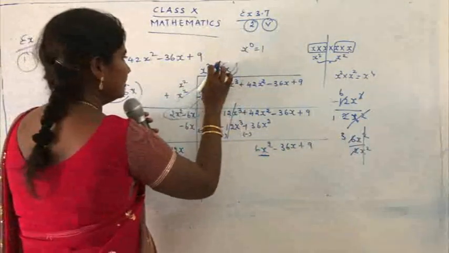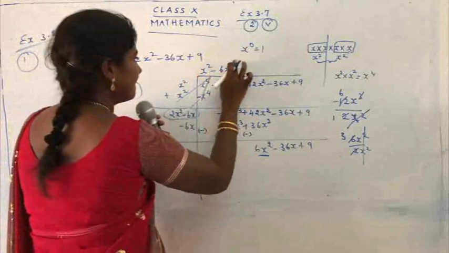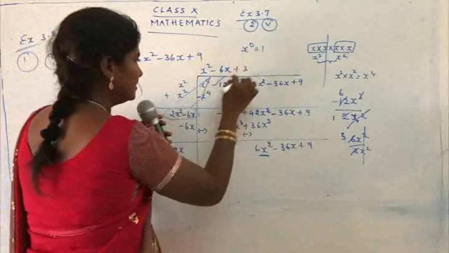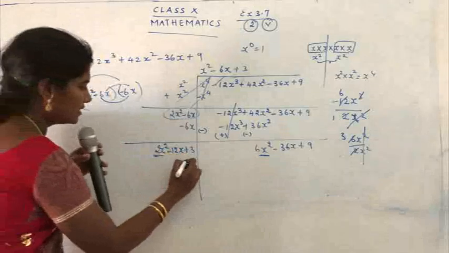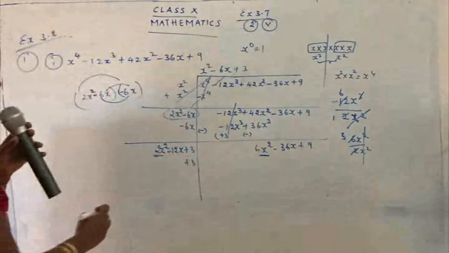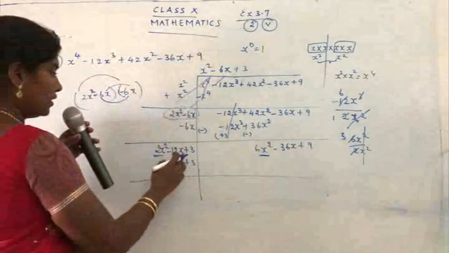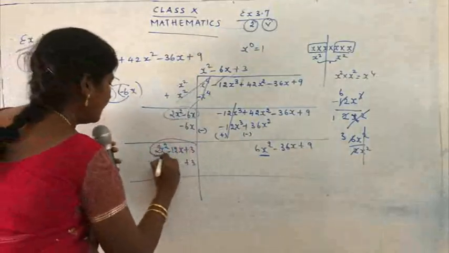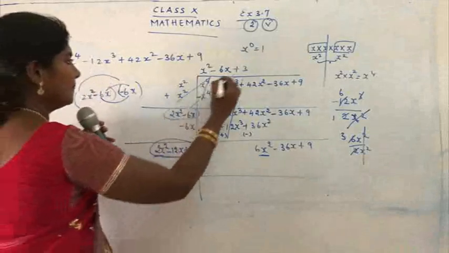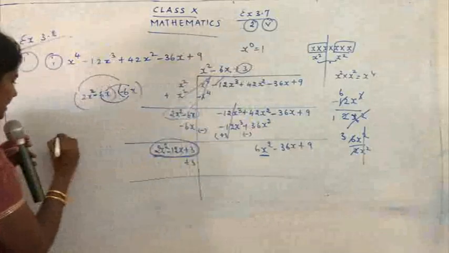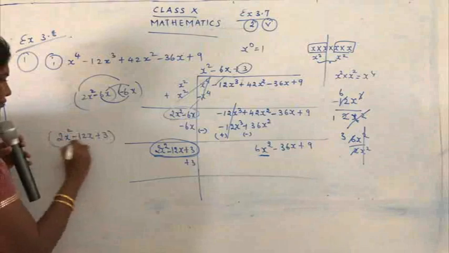Okay? X square. It is plus 3. Write this 3 here also. Plus 3. I can just mention here plus 3 also, no problem. Plus 3. Let's see here. So now what we have to do, we have to take this whole polynomial part and multiply by 3. So I'm just writing here 2x square minus 12x plus 3 into 3.